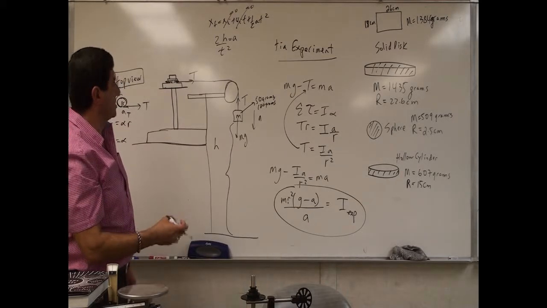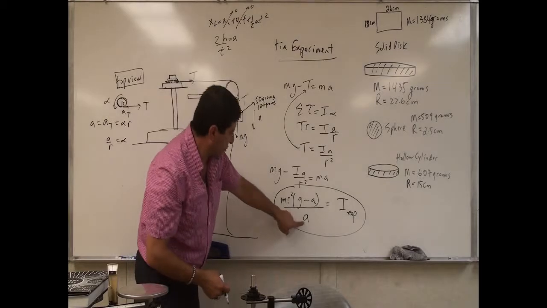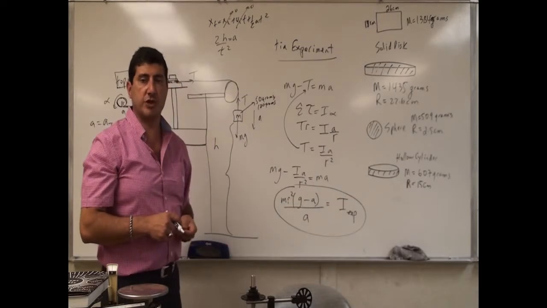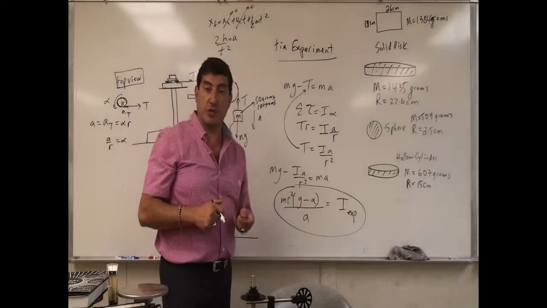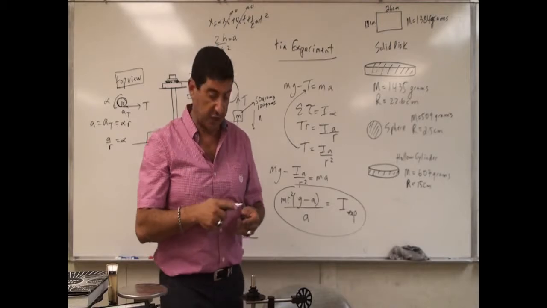So we take twice the height, divided by the time squared. That gives us the acceleration, and I put that acceleration here, and I put it here, and I get the experimental moment of inertia of that shape. Then we can compare to the theoretical moment of inertia of that shape as given by the theory section, right?